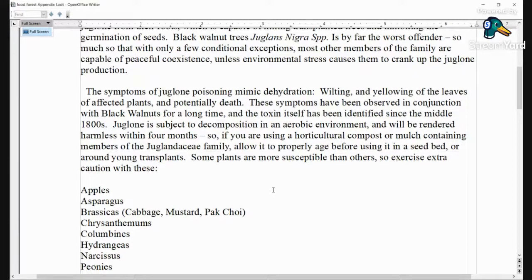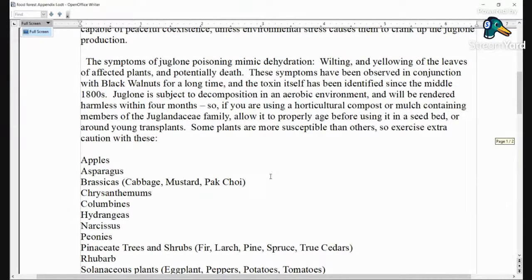Juglone is subject to decomposition in an aerobic environment and will be rendered harmless within 4 months. Some people say six, but four is enough. So if you're using a horticultural compost or mulch containing members of the Juglandaceae family, allow it to properly age before using it in a seed bed or around young transplants. Some plants are more susceptible than others, so exercise extra caution with these. And before I go on, I should mention, if you're getting your mulch from, say, a municipal green waste disposal site, usually that stuff has been sitting around for at least 6 months before you ever got it loaded up and took it home. So even if they have black walnut in it, it's not going to hurt you.